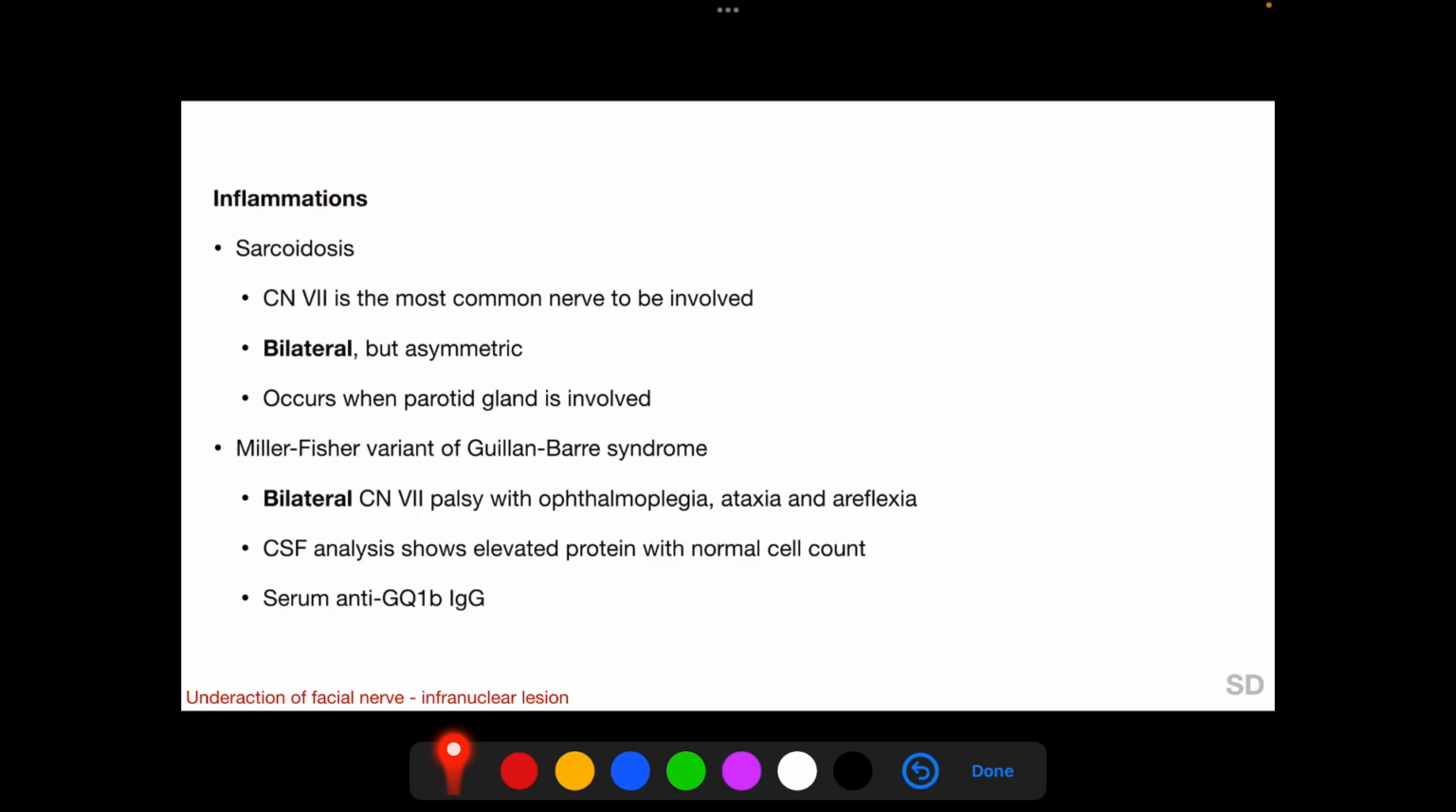Inflammations may also involve the infranuclear facial nerve, and in sarcoidosis, the facial nerve is the most common nerve to be involved, and usually the involvement of the facial nerve in sarcoidosis is bilateral but asymmetric, and this occurs when the parotid gland of either side is involved. Bilateral cranial nerve 7 palsy may also occur in Miller-Fisher variant of Guillain-Barré syndrome, in which case it is associated with ophthalmoplegia, ataxia and areflexia, and CSF analysis shows elevated protein with a normal cell count. And these patients show serum antibodies to GQ1b.